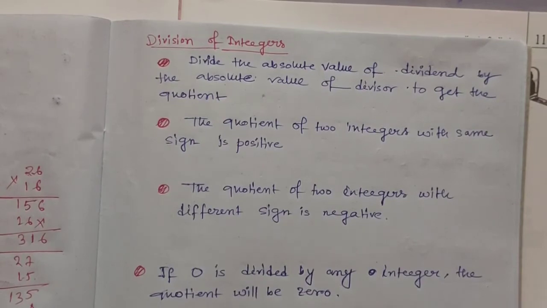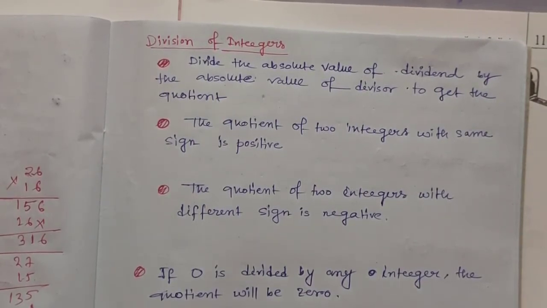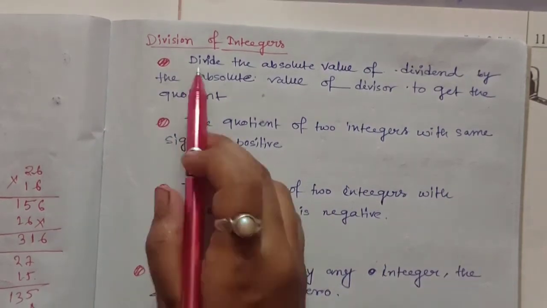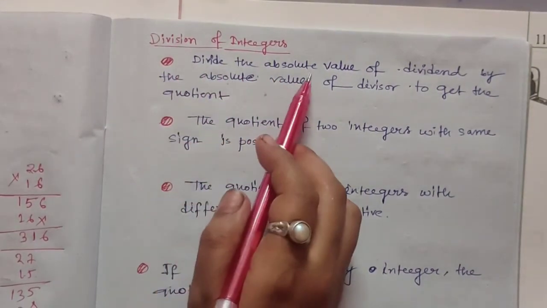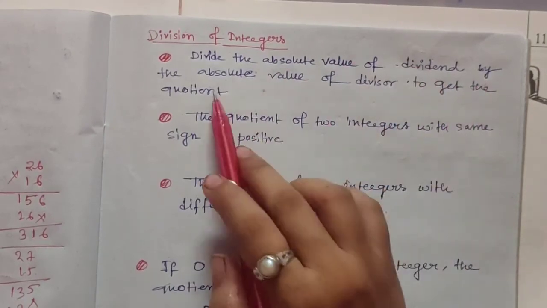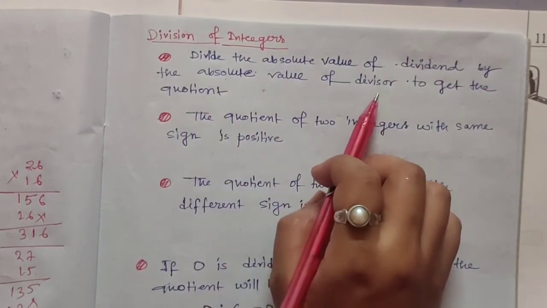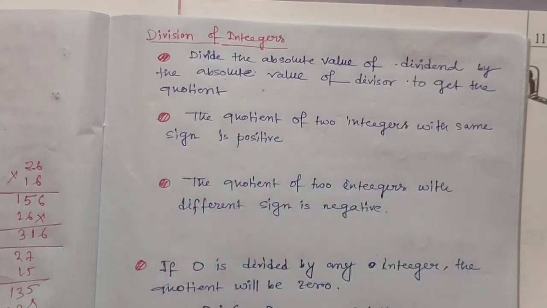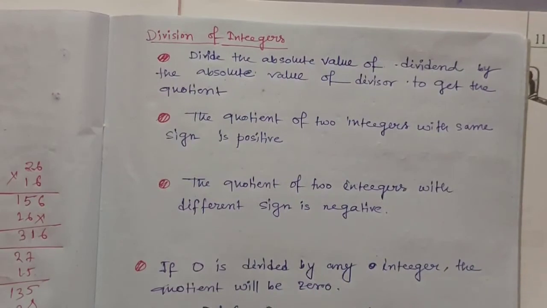Now you will learn about division of integers. How can you do the division of integers? First, what you need to do? Divide the absolute value of the dividend by the absolute value of the divisor to get the quotient. First, we need to divide the absolute value of the dividend by the absolute value of the divisor. First, আমাদের কি করতে হবে? Divisor দিয়ে dividend এর যে absolute valueটা সেটা আমরা divide করে নেব to get the quotient.